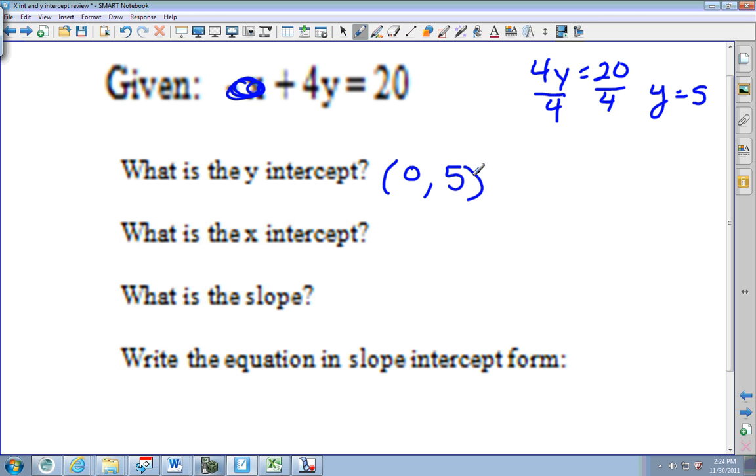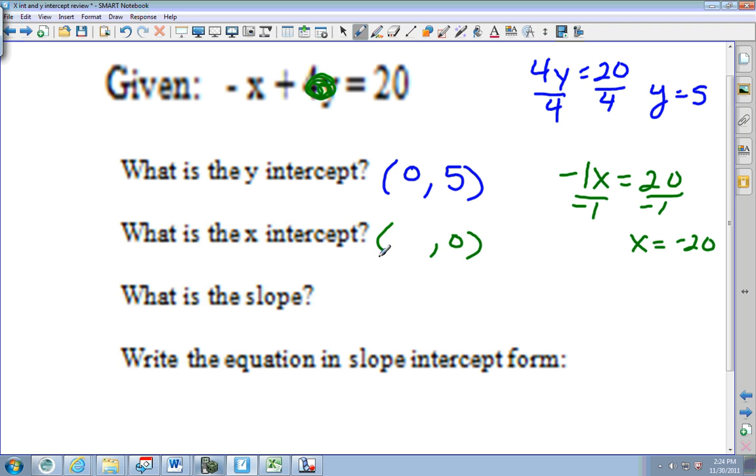My x-intercept, I'm going to remember that's where that y number is 0. I'm going to cover up the y. I get negative x equals 20. Well, that's like a negative 1. So I divide by negative 1, and I get x equals negative 20.